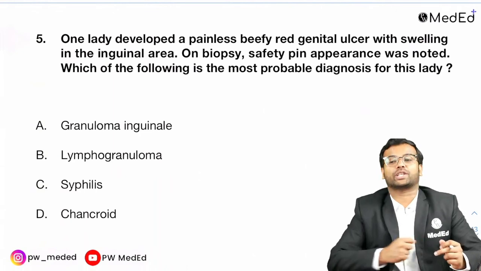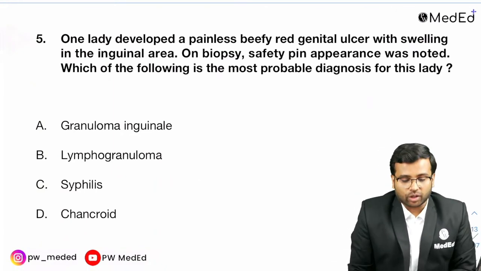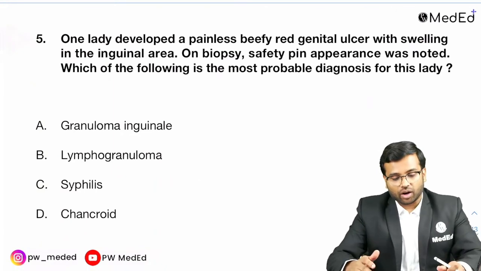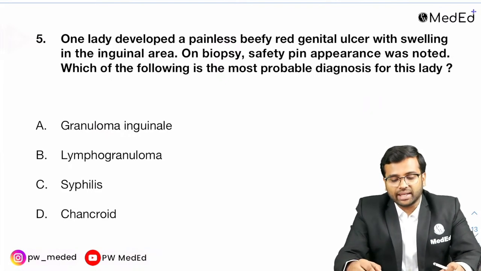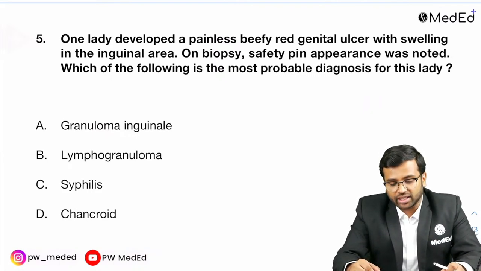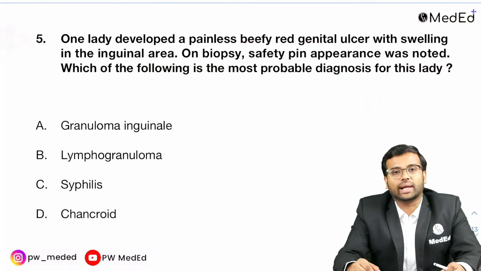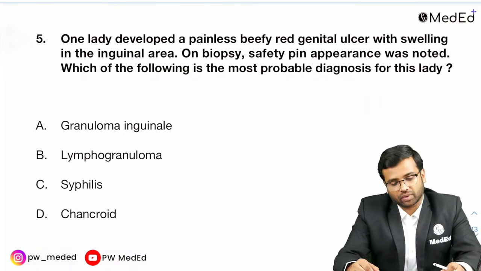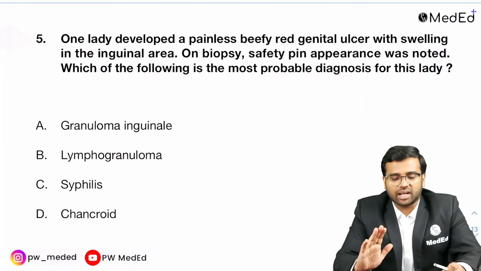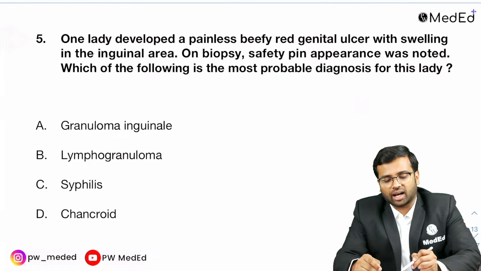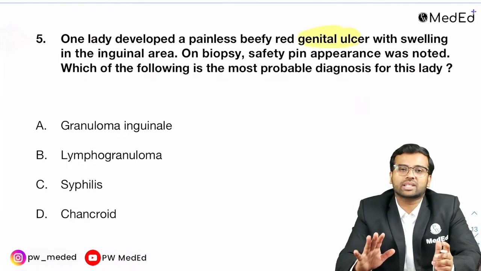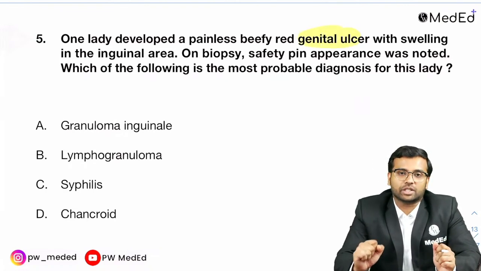Now let's move to the next question. One lady developed a painless beefy red genital ulcer with swelling in the inguinal area. On biopsy, a safety pin appearance was noted. Which of the following is the most probable diagnosis for this lady? So this is a genital ulcer disease that is being asked.